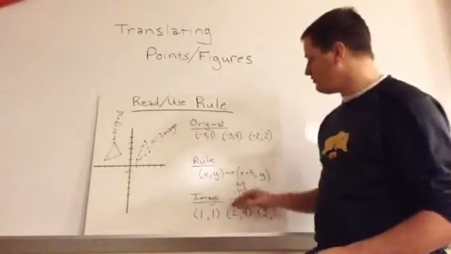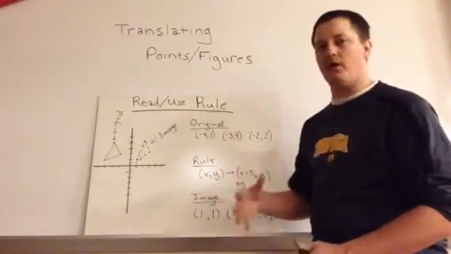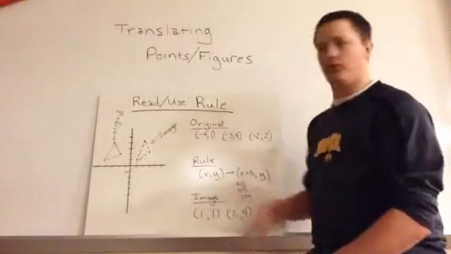So that's actually using a rule. Notice we did the math. We could do math to a y value also. Just depends on what the rule says to do.